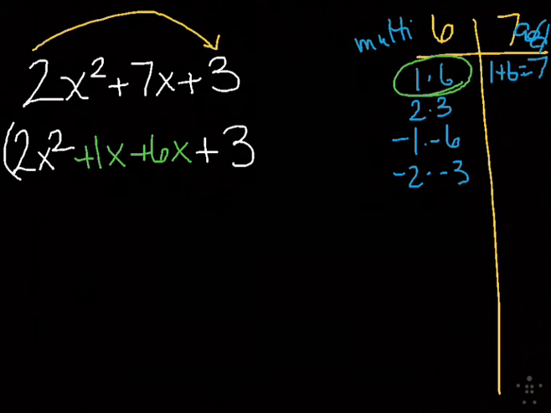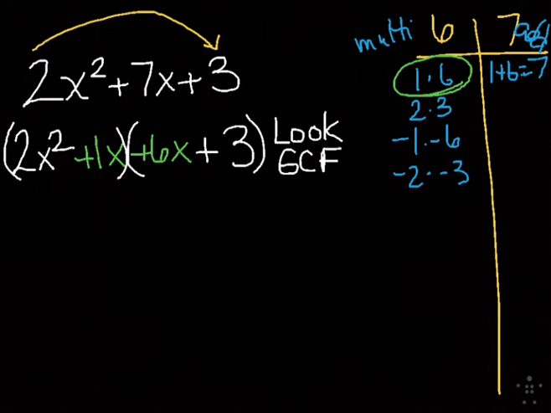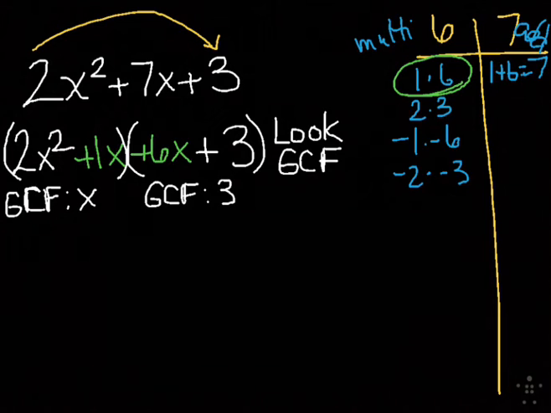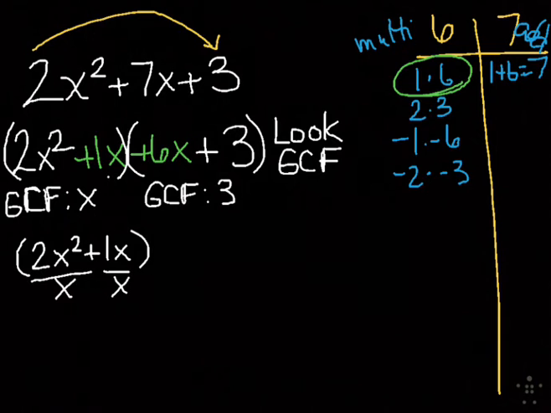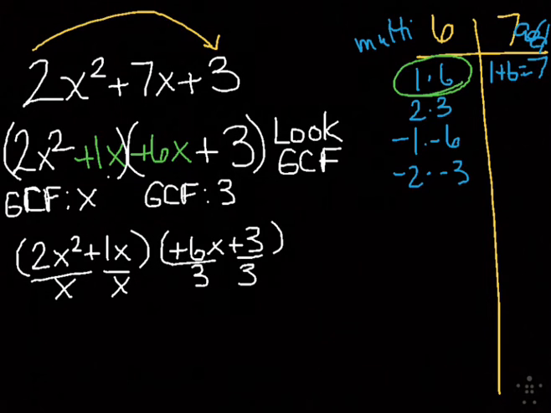So now I'm going to group my numbers together. Look for the GCF of each set of parentheses. So the GCF of the first set of parentheses is going to be just x. The GCF of the second set is 3. Because the first set, they only have x in common. The second set, they're both divisible by 3. So we're going to now divide by the GCF. So we have 2x squared plus 1x divided by x. The second set, we're going to divide by 3. So I have 2x plus 1.